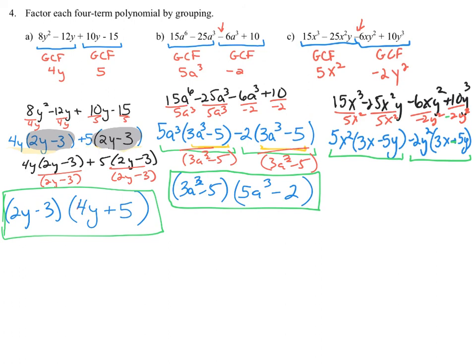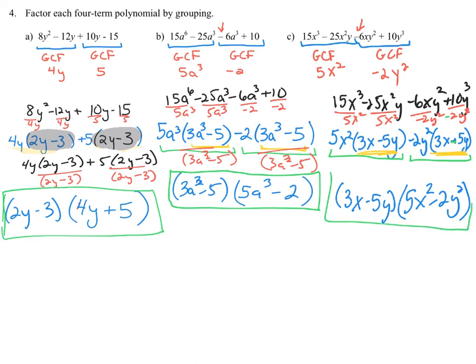So the greatest common factor of both of those is 3x minus 5y. They both have the 3x minus 5y in common. If you were to divide that out, you would have left 5x squared minus 2y squared. So our final answer, by factoring that polynomial using the grouping method, we get the quantity 3x minus 5y times the quantity 5x squared minus 2y squared.